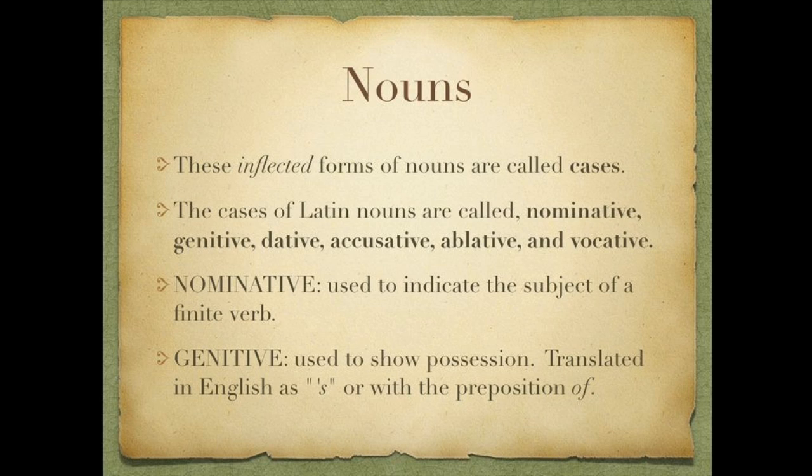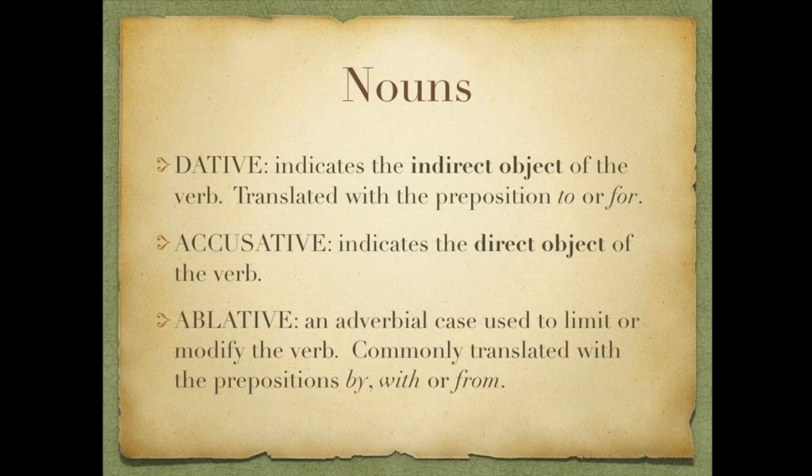Genitives are used to show possession. In English, we translate this a lot of times with apostrophe s or with the preposition of. The dative case indicates the indirect object of the verb. Usually this is translated in English with the prepositions either to or for. The accusative case indicates the direct object of the verb. And just like in English, we don't use a preposition when we're trying to indicate the direct object.